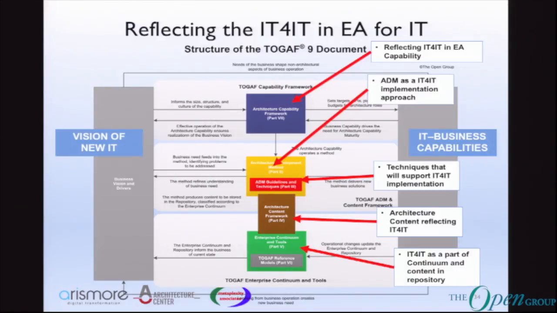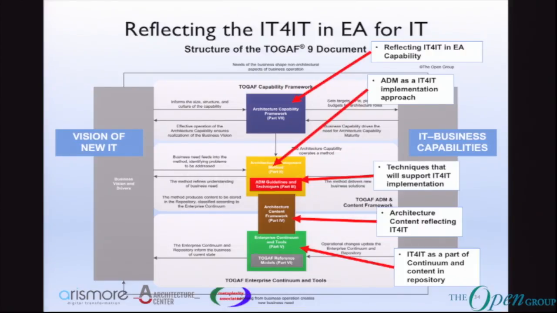As I said before, TOGAF transforms the vision into some working capabilities. So we have, from one side, IT4IT as a reference architecture, a reference business architecture for IT. And from the other side, we have IT business capabilities. So we would like to use IT4IT in this case as a reference model for how modern IT should look in all enterprises. And here we map IT4IT to the TOGAF structure.